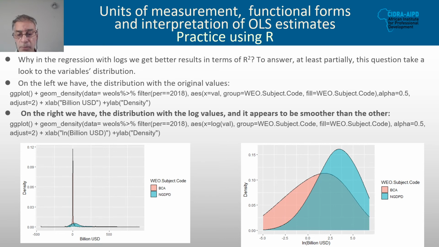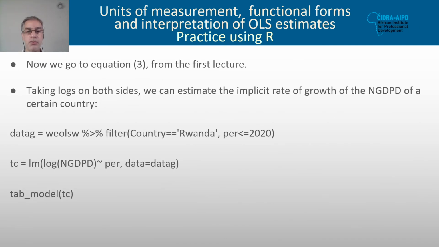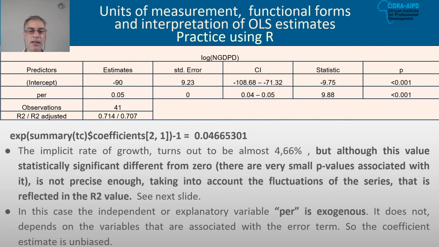Perhaps transforming the variables into logs is going to be very helpful, if you want to do that. Now just go to the growth equation, so to speak, equation number 3 in the theoretical session. For that purpose, we take logs on both sides of the original equation, and our independent variable is going to be period, and we just run the regression, and we have got the estimates in the next table.